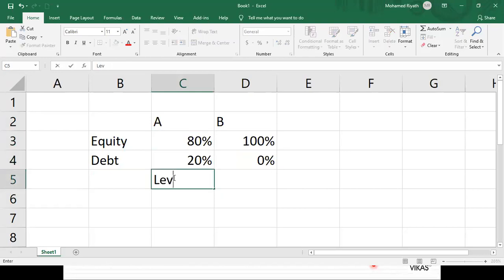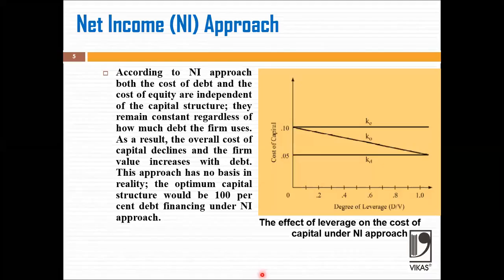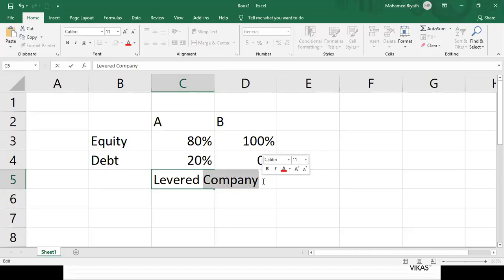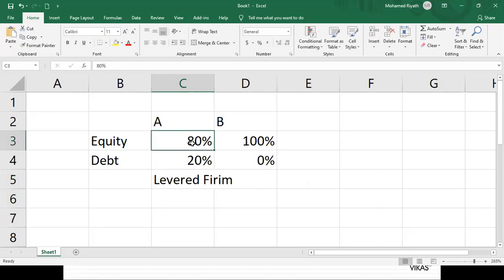Levered company, levered firm. It has both debt and equity, right?